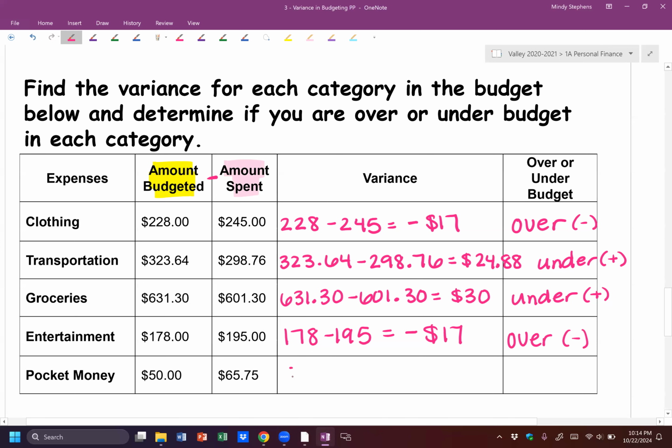And then pocket money, I have 50 minus 65.75. If I subtract those, I get negative 15.75. So it is negative, so I went over budget, which means I spent too much money in that category. And that's all you have to do for variance. If we were doing our full budget, we would find the variance and then make some adjustments based on whether we were over or under our budget. But just finding variance, all we have to do is that subtracting.